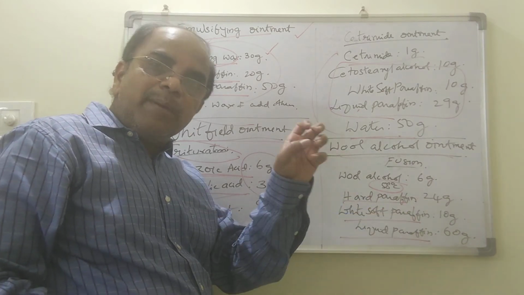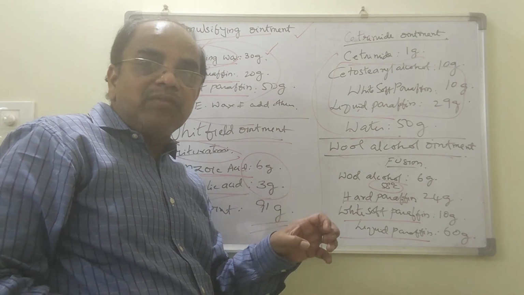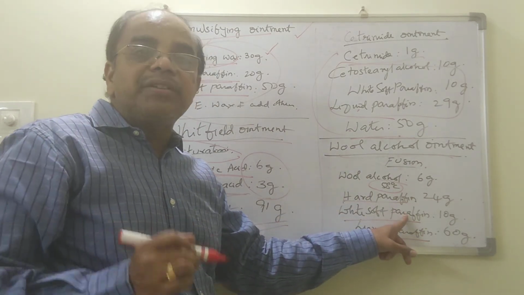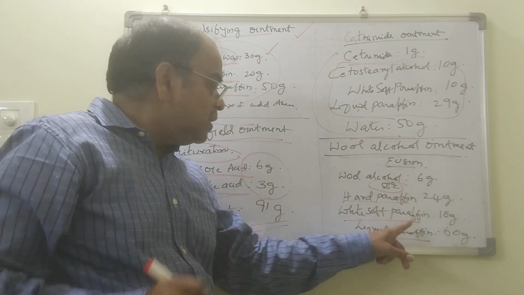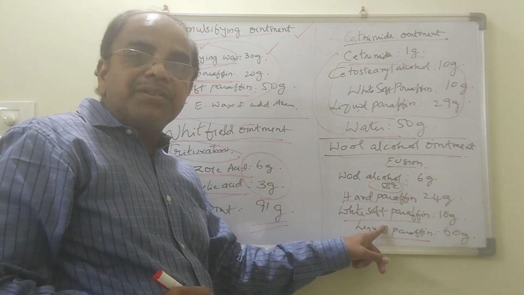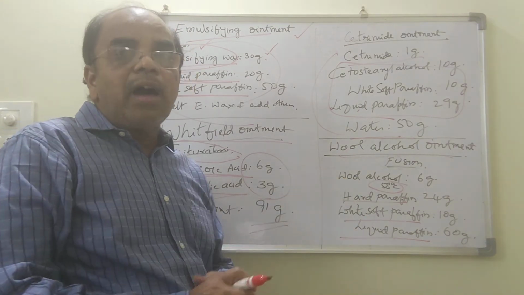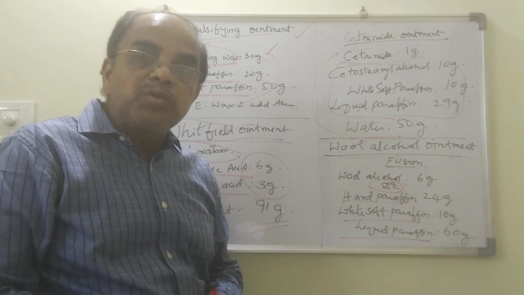It has become a molten mass. Reduce the temperature of the water bath. Add the white soft paraffin at a temperature of around 40 to 45. Mix it thoroughly. To the complete preparation, you add the liquid paraffin. Mix it thoroughly. It has become the wool alcohol ointment prepared by the fusion technique.